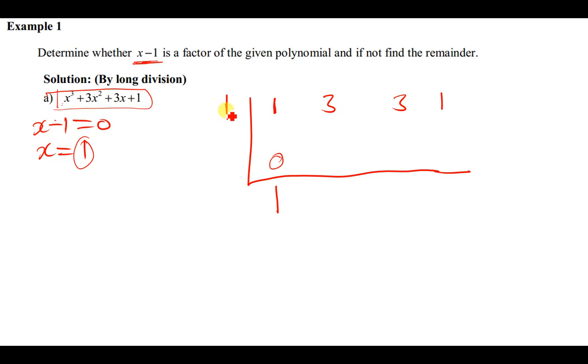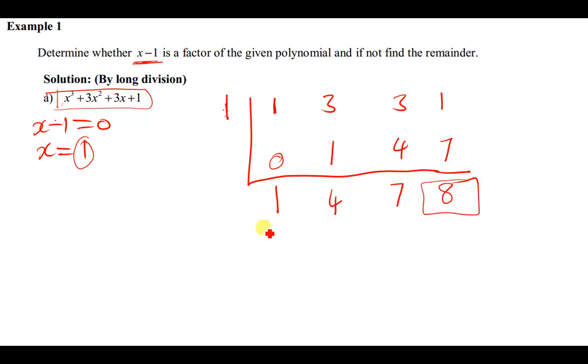When we multiply this 1 times this 1, the answer is 1. When you add 3 plus 1, the answer is 4. When you multiply 1 times 4, the answer is 4. When you add 3 plus 4, the answer is 7. When you multiply 1 times 7, the answer is 7. When you add 1 plus 7, the answer is 8. Whatever you get here at the end is the remainder.